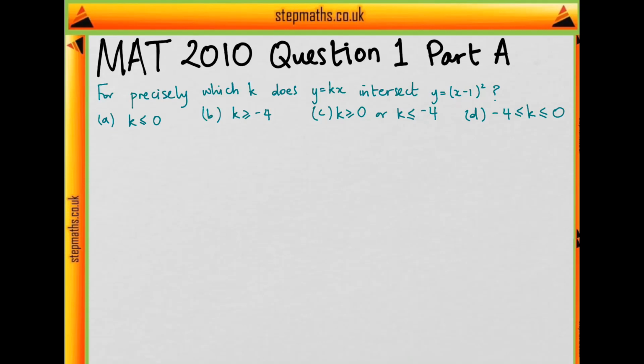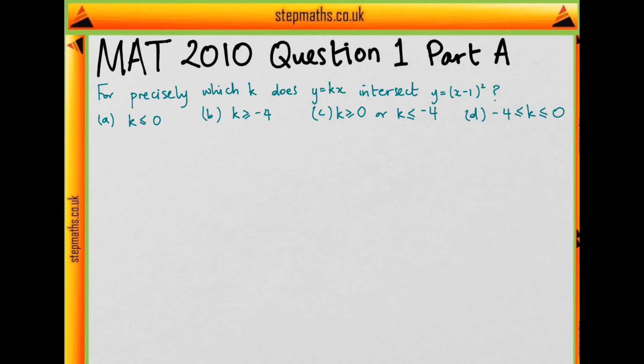Hi, so I'm going to go through part A of question 1 on the 2010 paper. They say the values of k for which the line y equals kx intersects the parabola y equals (x minus 1) squared are precisely which of these values?